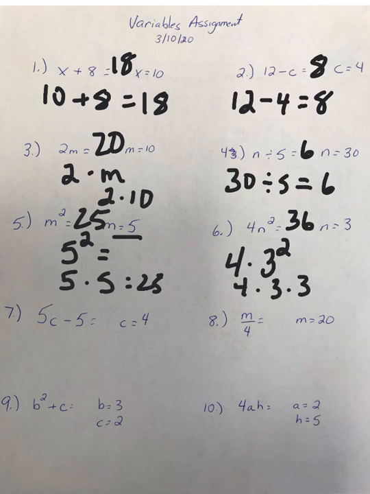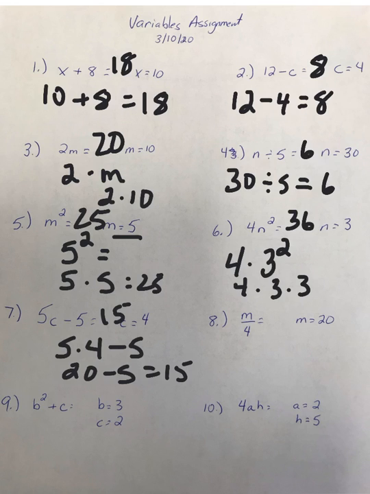For number 7, it says 5c minus 5. Two steps there. This one's not too bad. So 5c, c is 4. So 5 times c, so 5 times 4, minus 5. Order of operations said you take 5 times 4, which is 20, minus 5. The answer is 15. You put it in. You have to show your work. So when you do the pop quiz, you have to show your work.